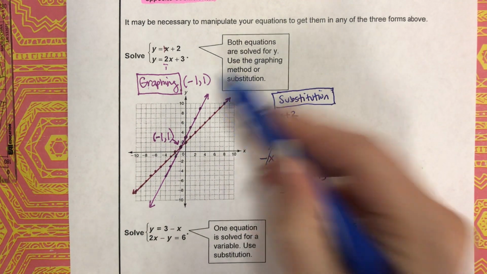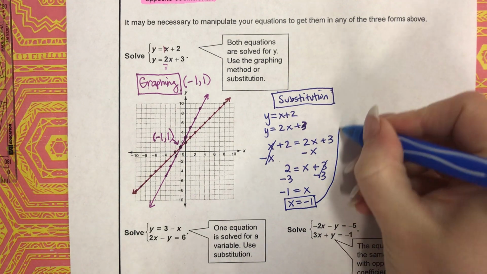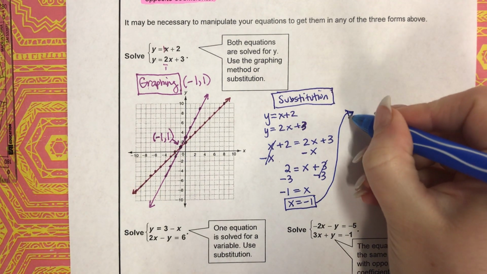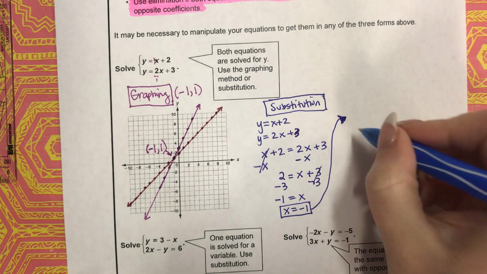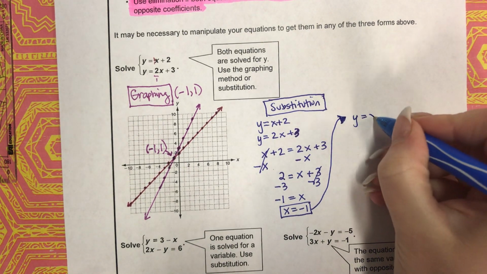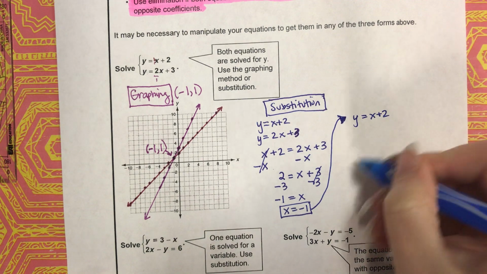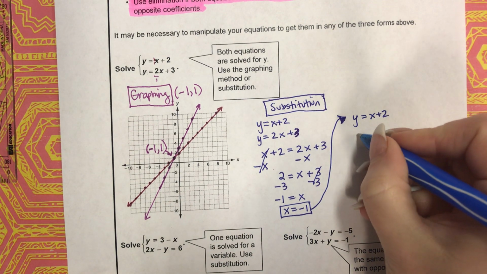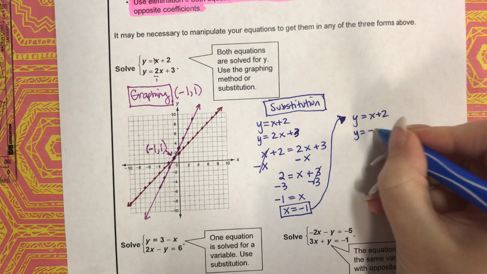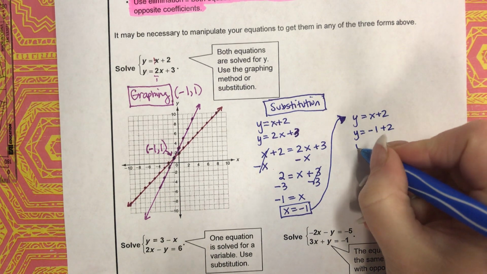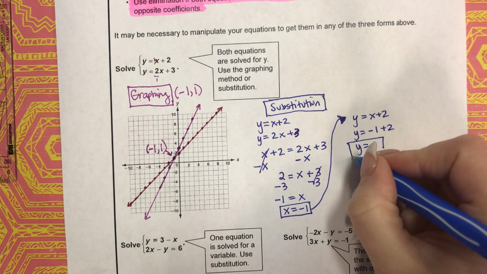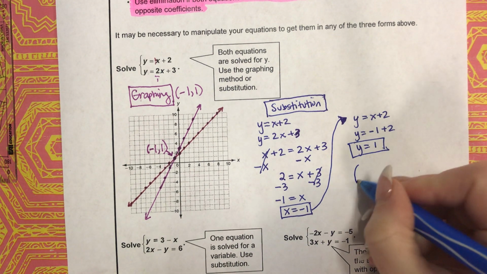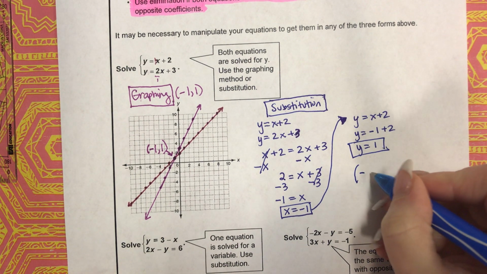which is perfect because that's what we have up there. And now we just need to figure out what the y is. So I'm going to put it in this original equation and stick in negative 1 plus 2, and I have y equals 1. So there we have it, and I have the same solution through substitution.